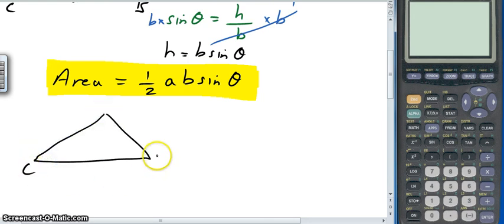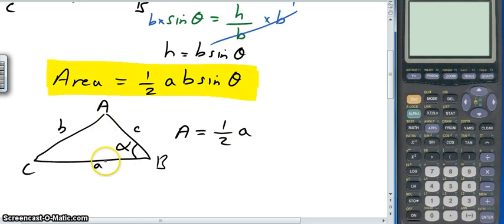Now, what happens then if I was to do the same diagram? Label all the sides, and let's say that I'll call this one alpha, just for the heck of it. Here's a different one. What would the area be on this one? Well, it's 1/2 A is the base, and then the height would come from C and alpha. 1/2 AC sine alpha. Those two are identical, and I'm not trying to confuse you there. All I'm trying to say is if we label them different ways, it won't really matter.